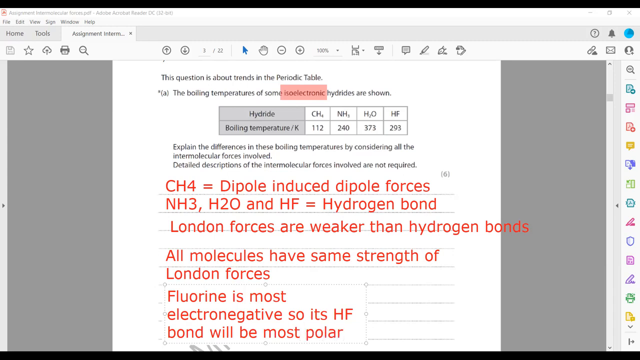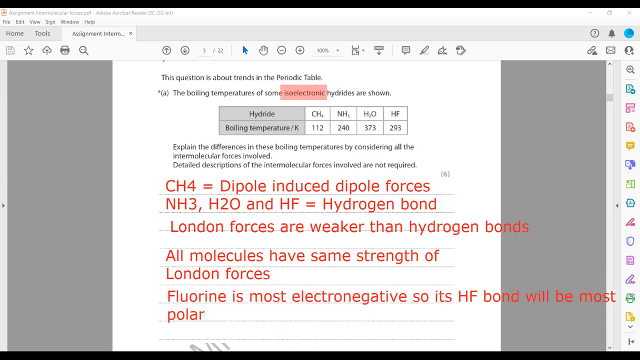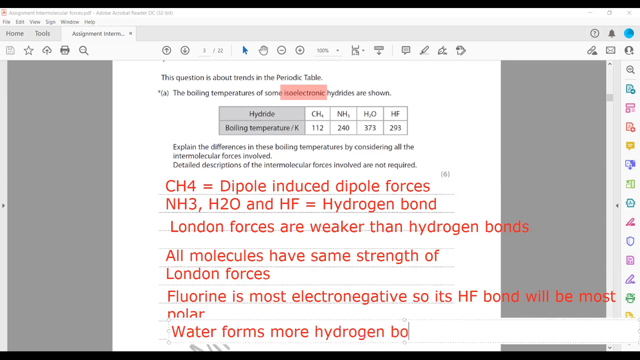And then why is the water having the highest boiling point here? Because the water molecule has more hydrogen bonds. So water has the highest boiling point because water forms more hydrogen bonds compared to HF and NH3. Is the discussion clear?